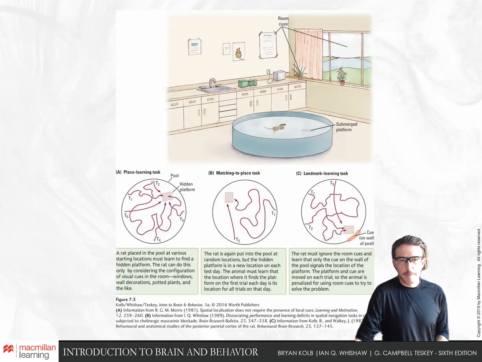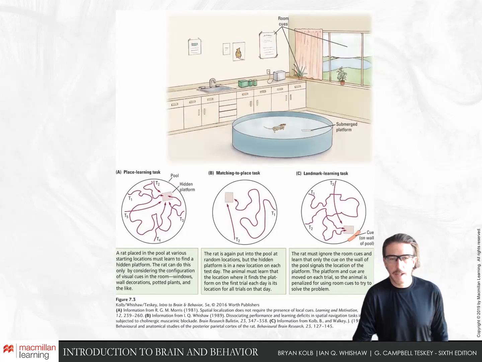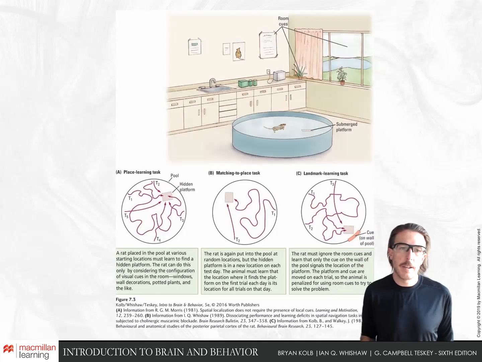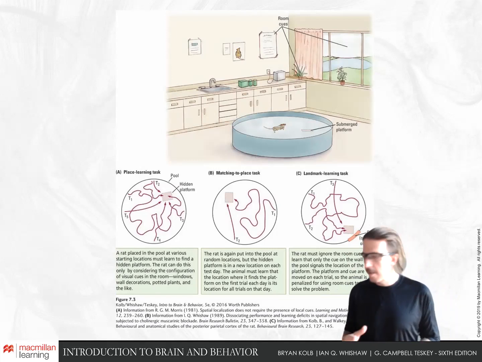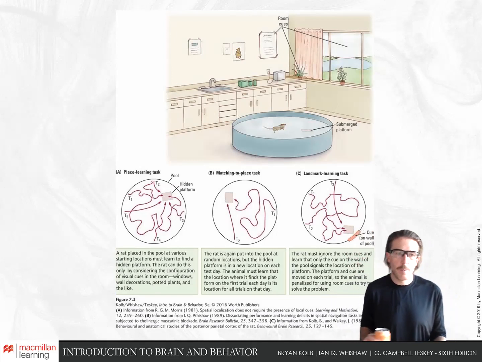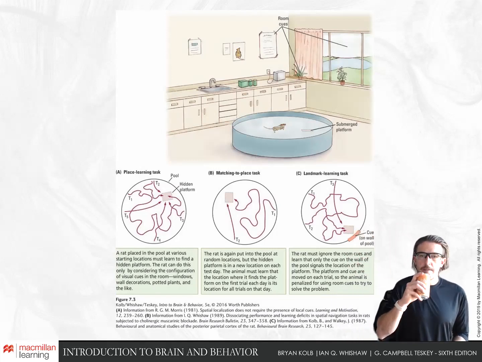If you move the platform on each day, then of course rats take some time to find it on each day. However, they get better and better at this task over time. Then you can manipulate their brain and identify which of these two types of learning are influenced.